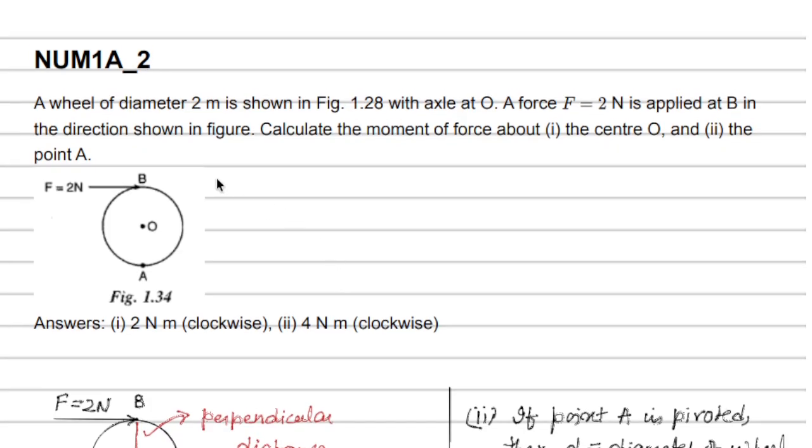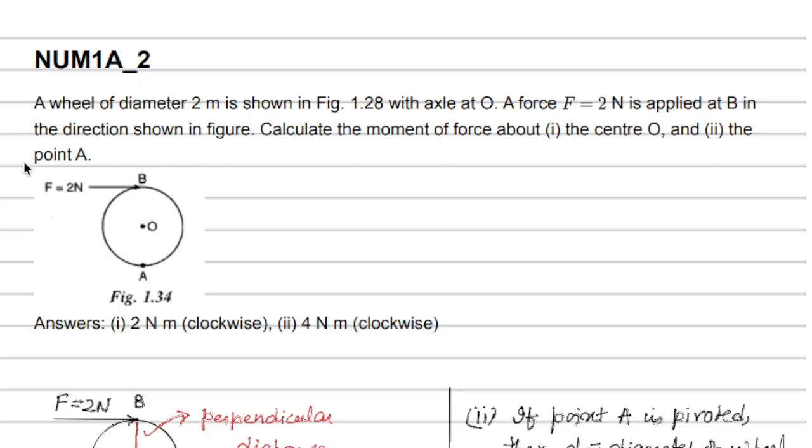Let's go for the next numerical. A wheel of diameter 2 meter is shown in figure with axle at O. O is the axle here. A force of F is equal to 2 Newton is applied at B in the direction shown in figure. So here's a force which is applied at point B. Calculate the moment of force about the center O, if we think of this as a fixed center O.